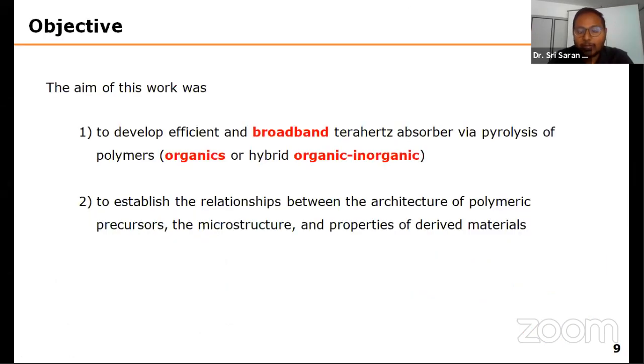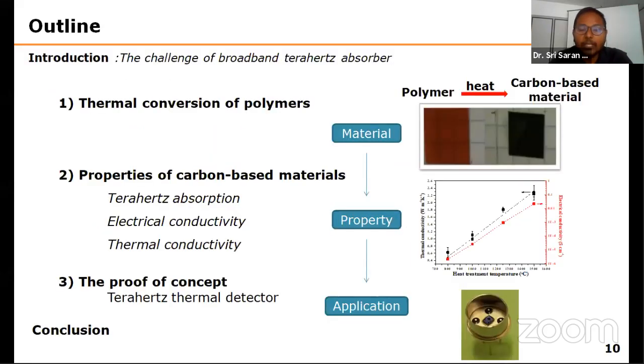And the objective of this work, as I mentioned before, is to get an efficient and broadband terahertz absorber via this route, and also to establish the relationship between the architecture of the precursor and the microstructure of the derived materials. So the outline of my talk is the following. I have three parts. The first part will be about the thermal conversion of polymers. The second part is the properties of carbon-based material. And the third one is a device we made, a proof-of-concept thermal detector, that we will see.